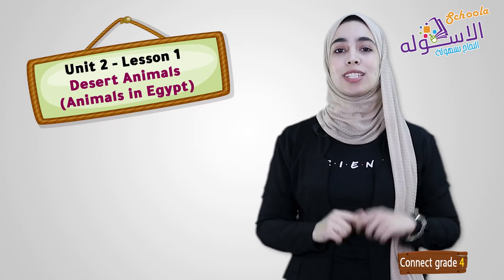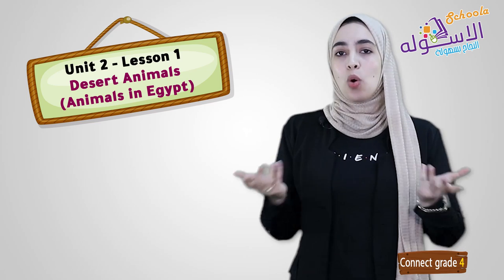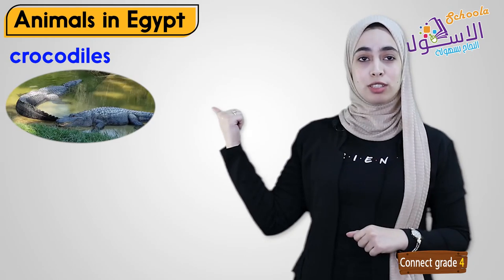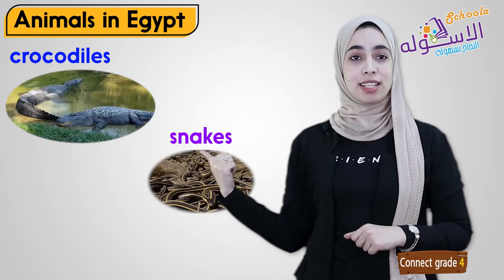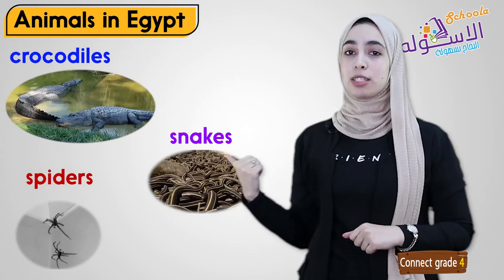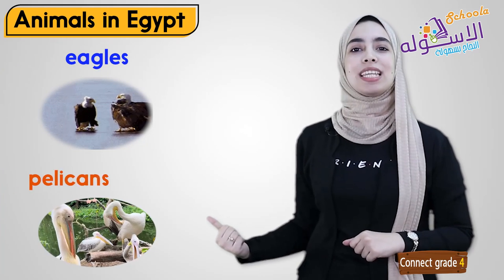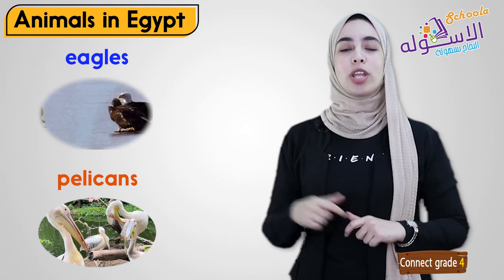Today we are going to take Lesson 1 in Unit 2, which is animals in Egypt. What are the animals in Egypt? Like crocodiles, snakes, spiders, eagles, and pelicans. We are going to study all of these animals and see how important and how helpful they are, how they help us and how they are important even if we don't see it. But all animals are important, and this is what we will learn together today. So let's start.